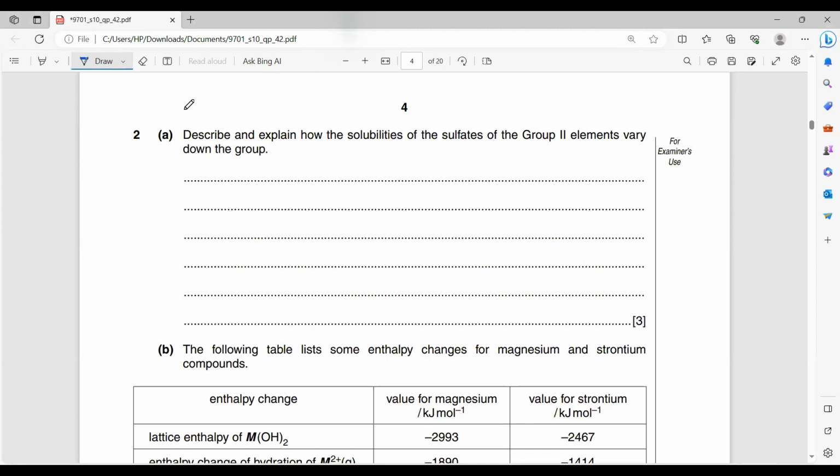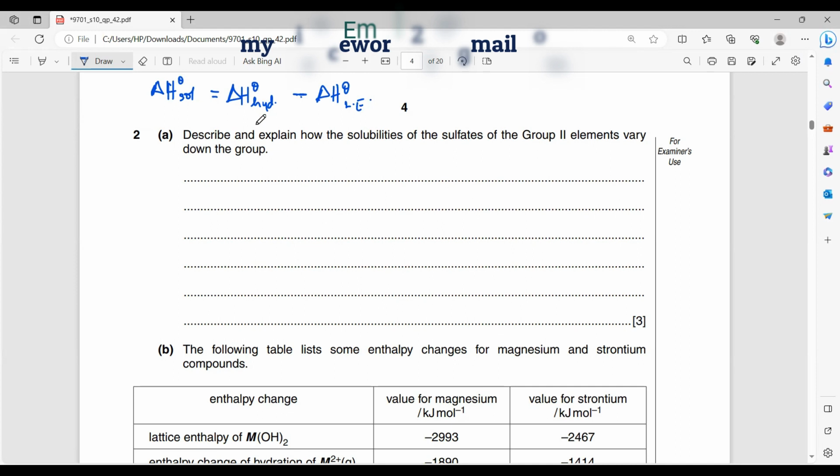The first thing you need to do is try and write down the formula for enthalpy change of solution. The standard enthalpy change of solution is equal to the standard enthalpy change of hydration minus the standard enthalpy change of lattice energy. Or better still, we can use the hydration energy minus the lattice energy for short.